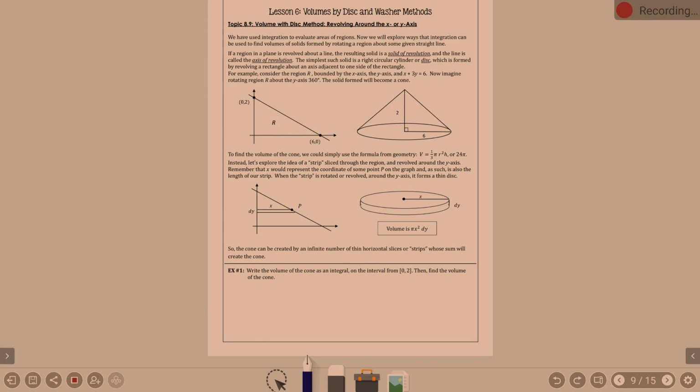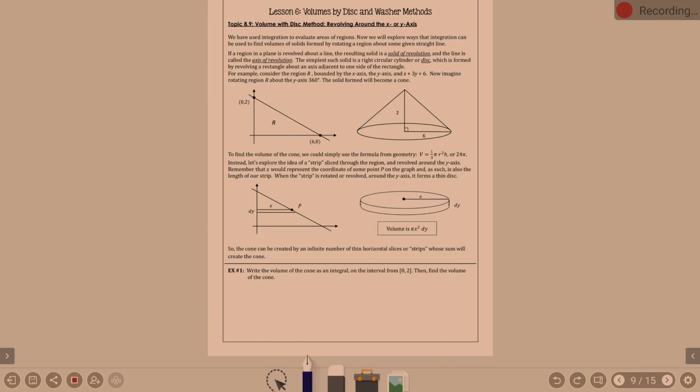The simplest such solid is a right circular cylinder or a disk, which is formed by revolving a rectangle about an axis adjacent to one side of the rectangle. So, for example, consider the region R here, bounded by the x-axis, y-axis, and the line x plus 3y equals 6. We're just going to take it at its word that that's that line.